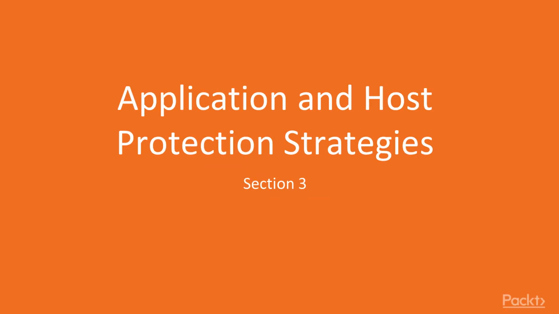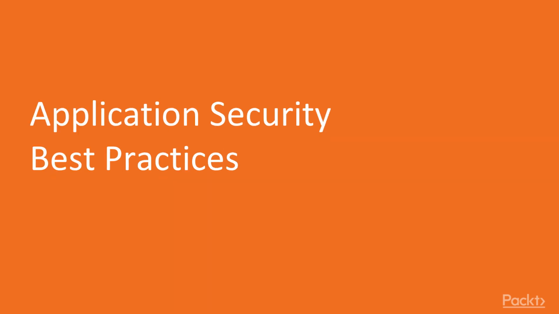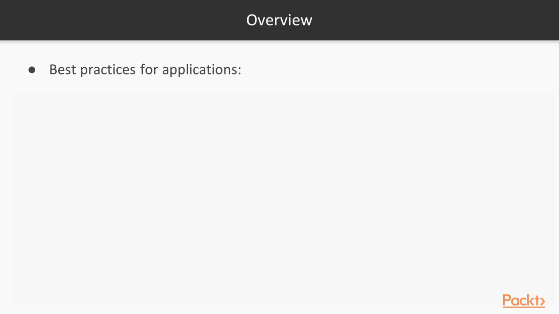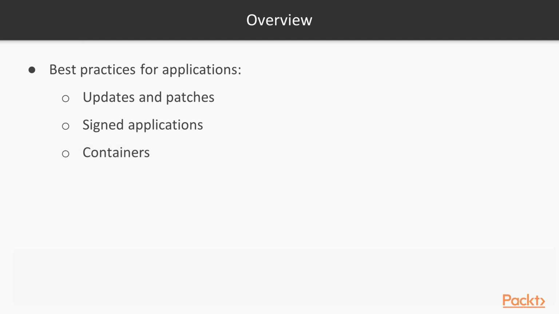Section 3. Application and Host Protection Strategies. Application Security Best Practices. In this lesson, you will learn about the best practices for securing server applications installed on Windows Server 2019 by applying update and security patches in a timely fashion, installing only signed applications, and you'll also learn about containers and how they can be used to deploy secure applications to Windows Server 2019.